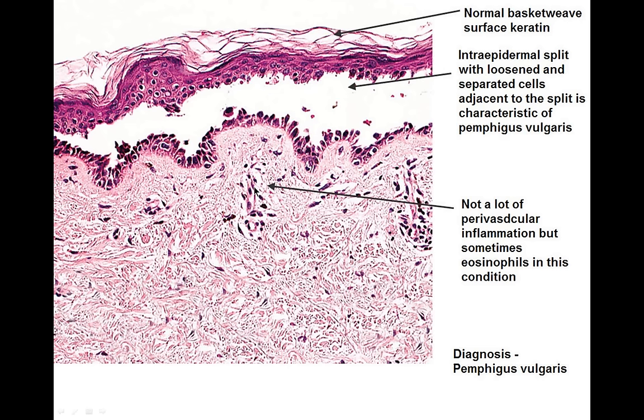Often not an awful lot of perivascular inflammation. Occasionally you'll see eosinophils here, and sometimes in very early cases, before the acantholysis has occurred, you'll just see some separation of the epidermal cells here. And it may be reported as an eosinophilic spongiosis because there's eosinophils, and the spongiosis is just a separation of the keratinocytes. So early on, if you get that sort of histology, don't let it put you off. It could still be early Pemphigus vulgaris.